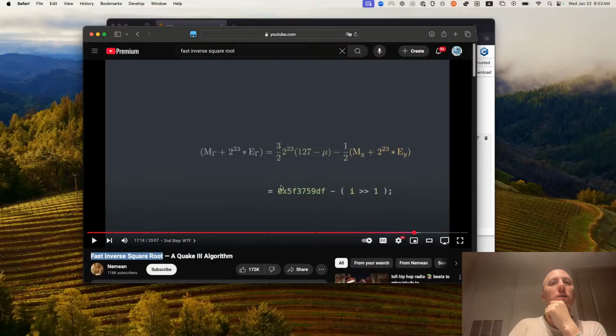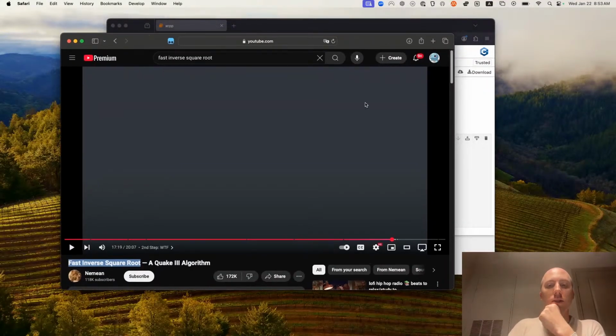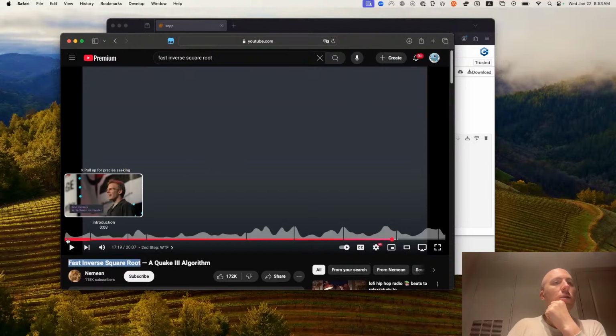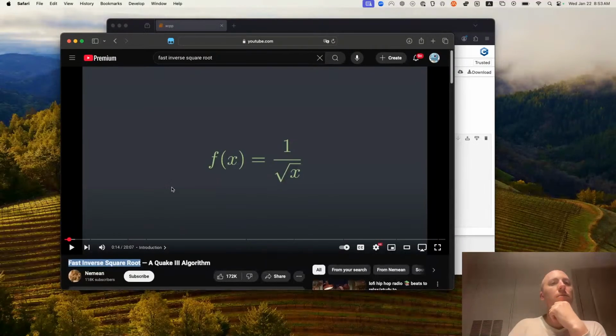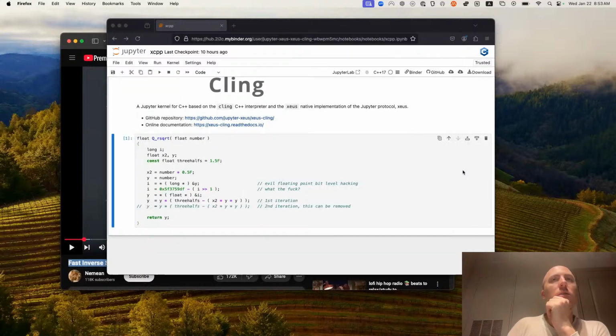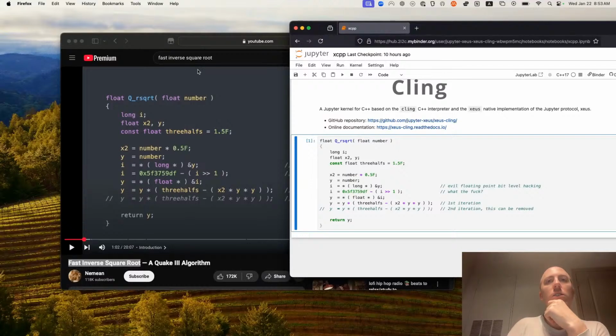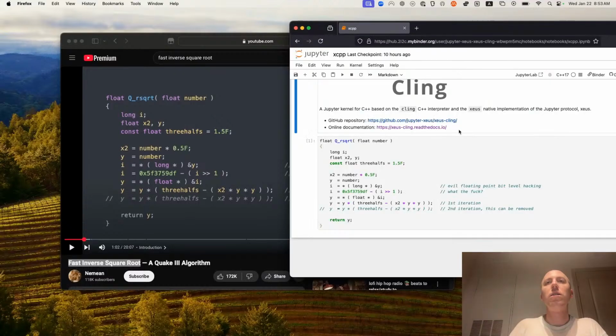So let's do a little fast inverse square root stuff here. Let's step through this algorithm and see if we can understand it line by line. Inverse square root, program myself out. So it's 759. This line, this code right here, I copied and pasted into this C++ Jupyter kernel. Got this from Wikipedia.